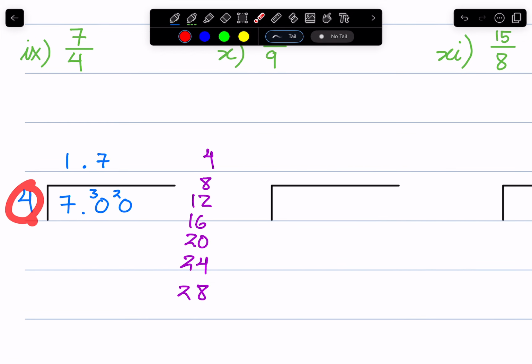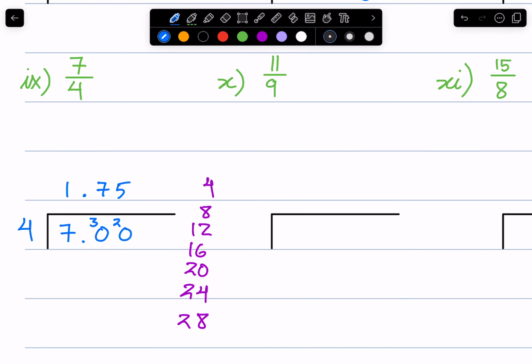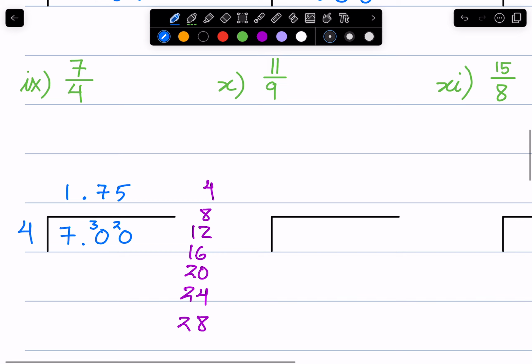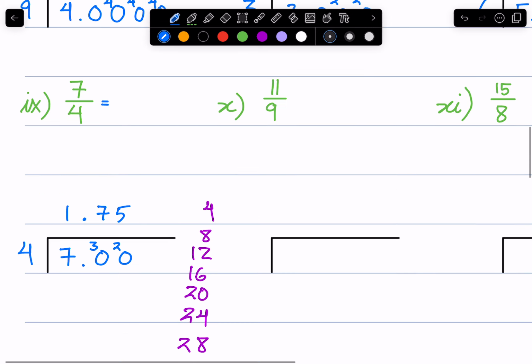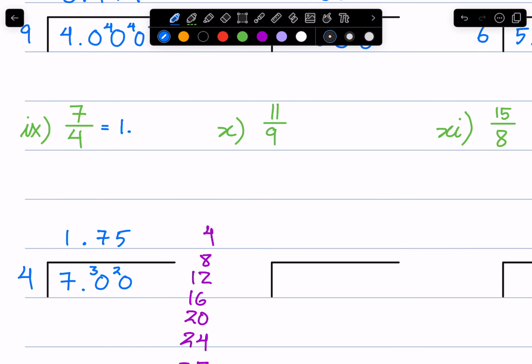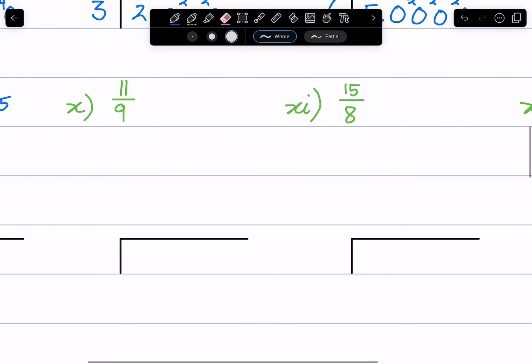And once again, 4 into 20 is 1, 2, 3, 4, and 5. It stops there because the remainder is 0. And so 7 divided by 4 is 1.75. So we've successfully converted this as 1.75. And there we have it. Let's do this again for the next number.